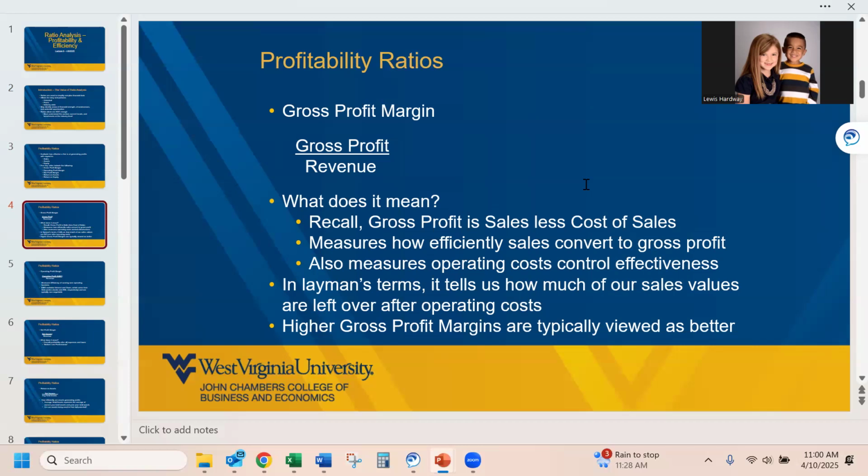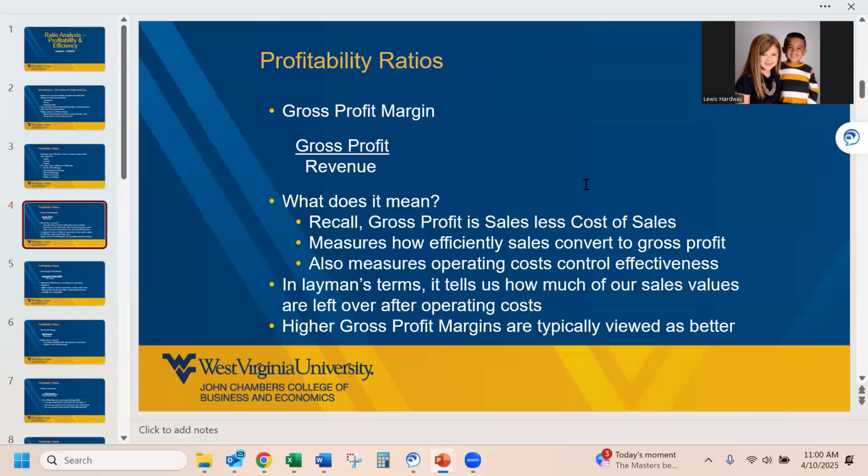It also measures operating cost control effectiveness. And these are the direct operating costs in the cost of sales, not SG&A and the other stuff. So what does that mean? Basically, it tells us how much of our sales are left over after those cost of goods sold costs. If you think about it, there are really only three numbers we're looking at: sales, cost of sales, and gross profit.